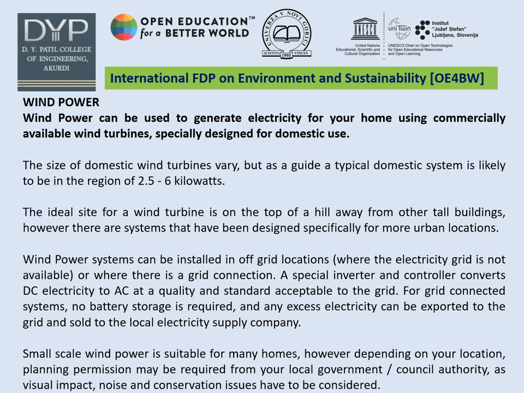Wind power systems can be installed in off-grid locations. A special inverter or controller converts DC electricity into AC at a quality and standard acceptable to the grid. For grid-connected systems, no battery storage is required, and any excess electricity can be exported to the grid and sold to the local electricity supply company, just as with solar energy.